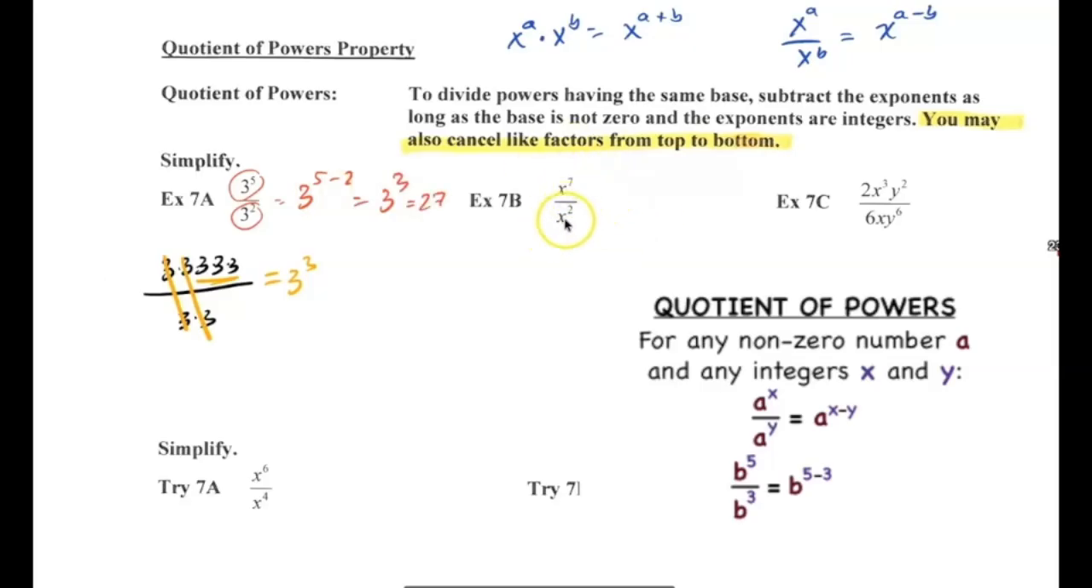Anyway, the next one, x to the seventh over x squared. We're just going to go 7 minus 2, which is x to the fifth. Just like we put 7 x's up here, and then 2 x's down here, and then cancel out 2 of them. This next one, what happens when there's numbers?